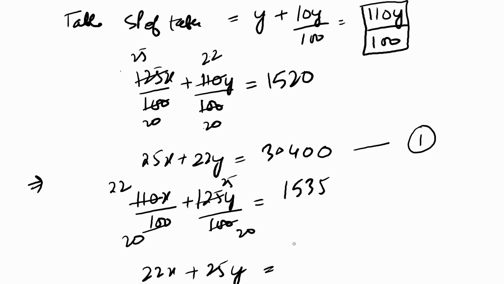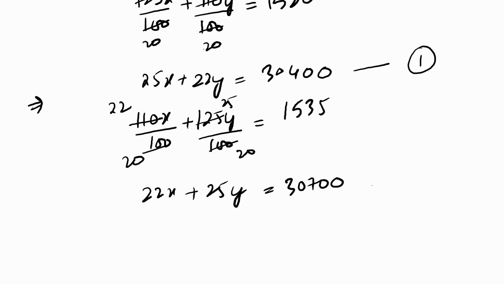So that will become 30700. Okay. Now what will we do? We will add these two.